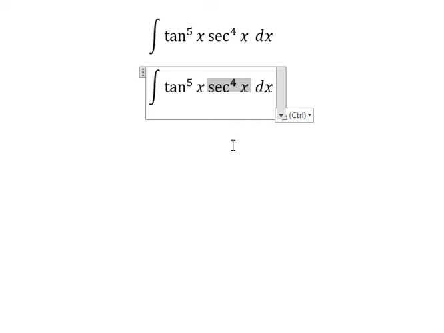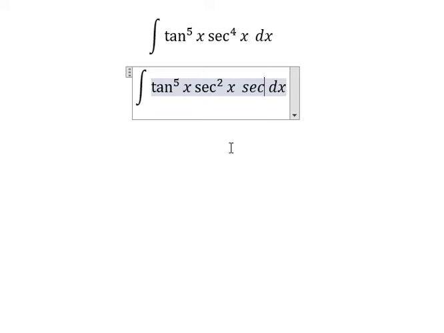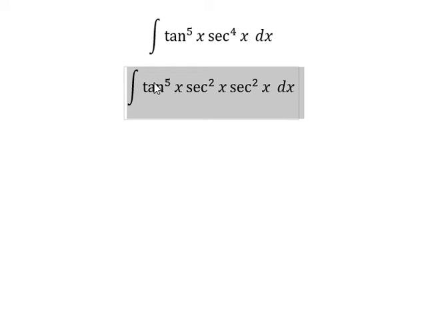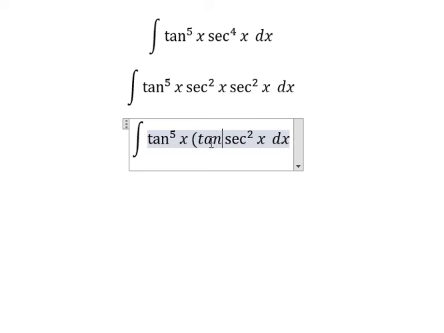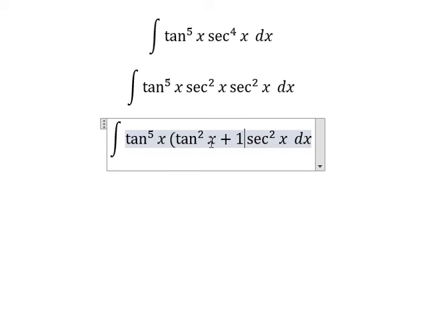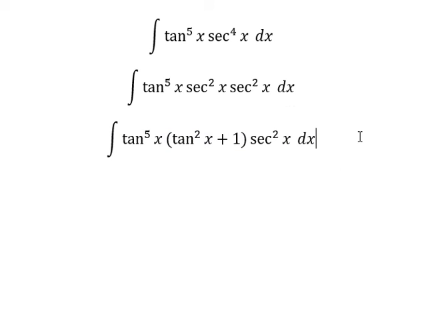About this one, we can put it into secant squared s. We know that secant squared s is equal to tan squared s plus 1. This is about a trigonometric identity.